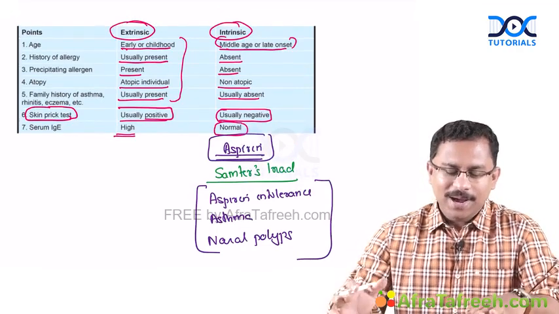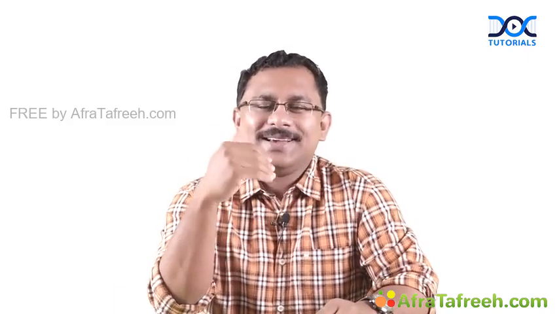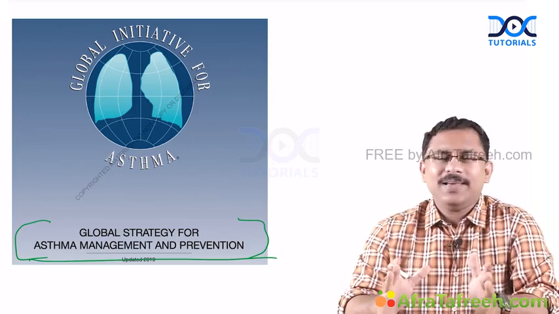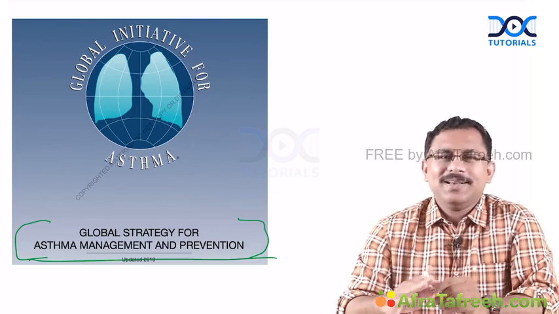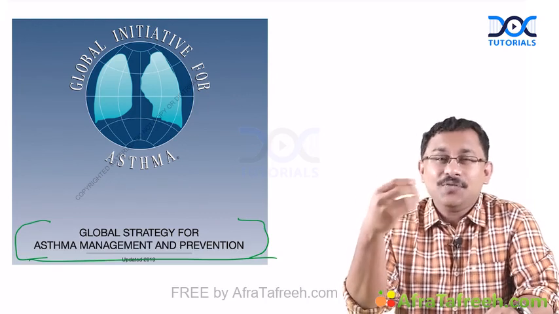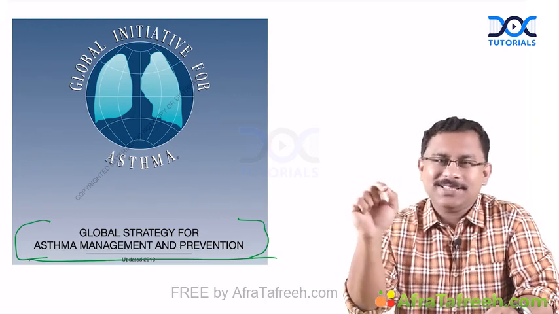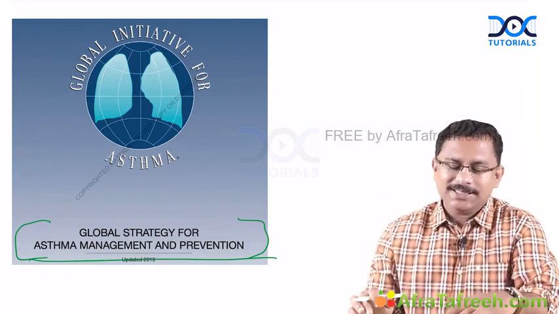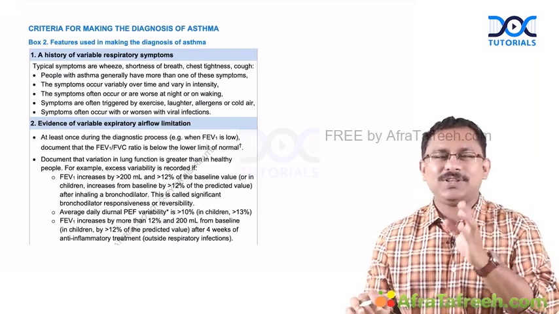Now, having understood the asthma etiopathogenesis, extrinsic versus intrinsic asthma, we are moving on to the diagnosis and the management of asthma. First of all, let's see the diagnosis of asthma. You've got to diagnose asthma. Something which we already know now is that in asthma there is a reversible airway hyperresponsiveness. Correct? So let's see what the criteria are for making the diagnosis of asthma.